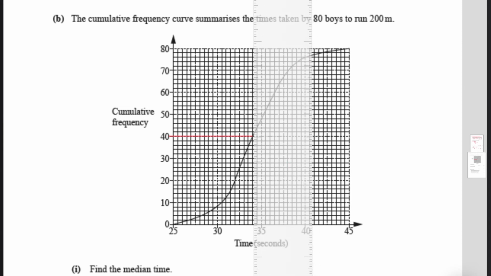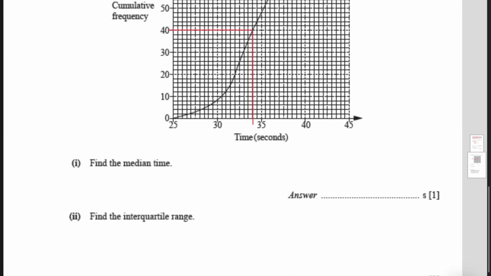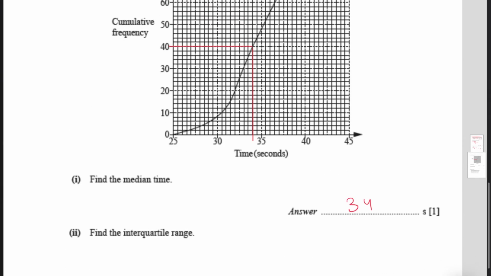Okay, you connect this point with the vertical line at the x-axis. So the median time comes out to be 34 for the boys. The next part says find the interquartile range.